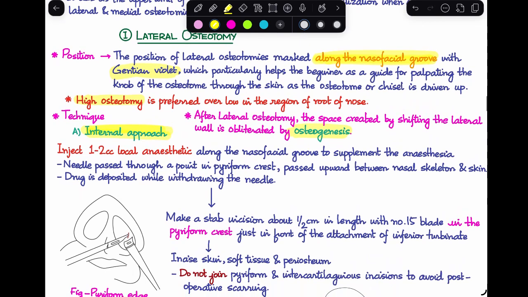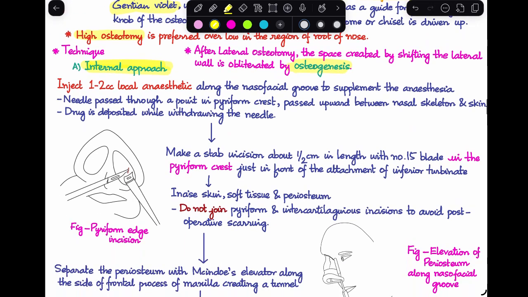Next, let's talk about the different techniques. We spoke about how there is an internal approach and an external approach. First, let's talk about the internal approach, where we are doing the osteotomy from within the nasal cavity. So what are we going to do here? First of all, we will inject a little bit of local anesthetic along the nasofacial groove to supplement the anesthesia that you have already given. So here we are passing the needle through a point in the piriform crest, and we pass it upwards between the nasal skeleton and the skin, and we deposit a little bit of the anesthetic over here while we are withdrawing the needle.